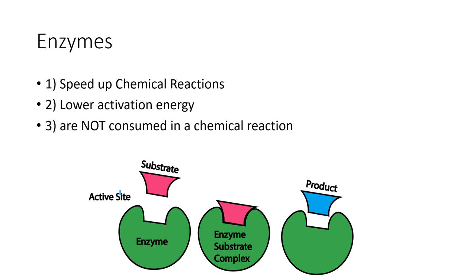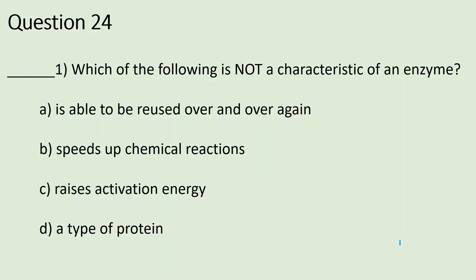So some characteristics about enzymes. Three things. They speed up chemical reactions, they lower the activation energy, and they are not consumed in a chemical reaction, meaning you can use this enzyme over and over and over again, because once it creates the product, if you look at the active site, which is this area right here, it looks the same. It didn't change. So you can keep reusing that enzyme over and over and over again.